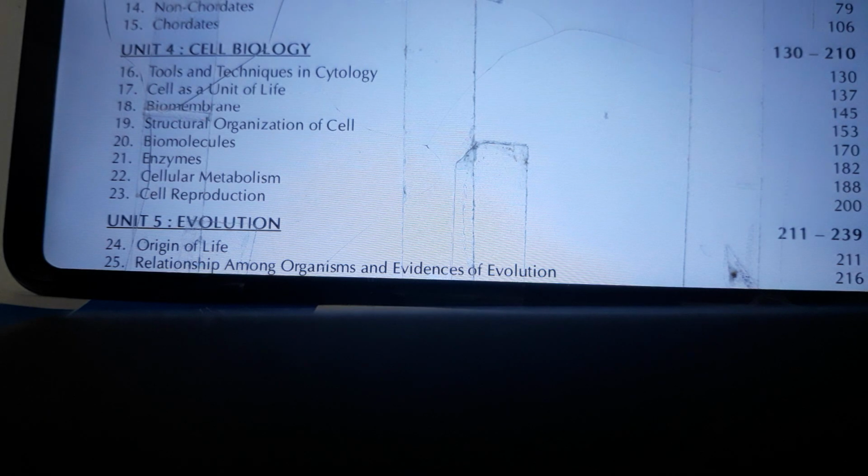Okay, now we're going over to cell biology in NEET, which is equally or very much related to our studies of life sciences in the CSIR NET. So cell biology here contains tools and techniques in cytology, cells as a unit of life, biomembranes, structural organization of cells, biomolecules, enzymes, cellular metabolism, and cell reproduction.